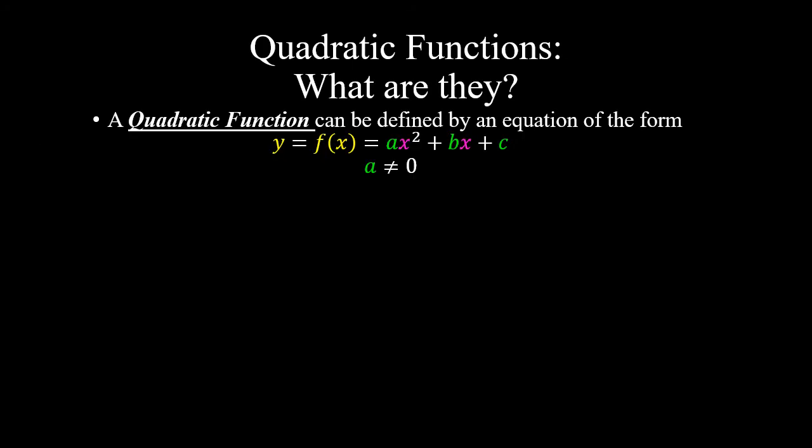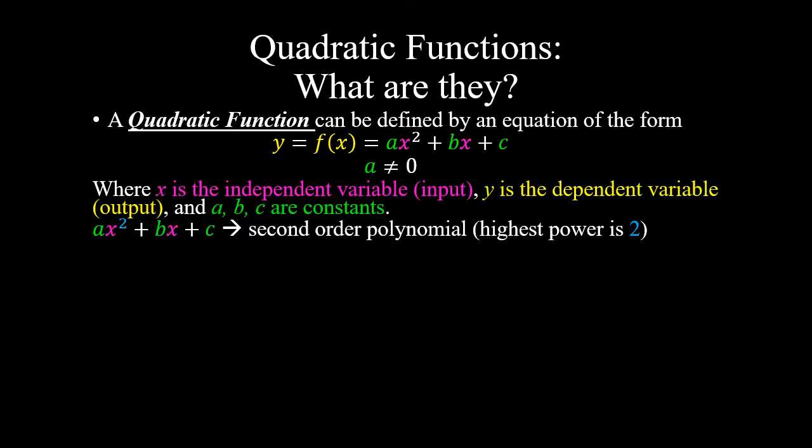All right, so let's move into our last chapter, chapter 4 on quadratic functions. What are they? A quadratic function can be defined by an equation of the form y or f of x equals ax squared plus bx plus c, where a cannot equal 0. And why can't a equal 0, you guys? Because if a equals 0, this would go away, and we're just left with a line, okay? And it would no longer be a quadratic function.